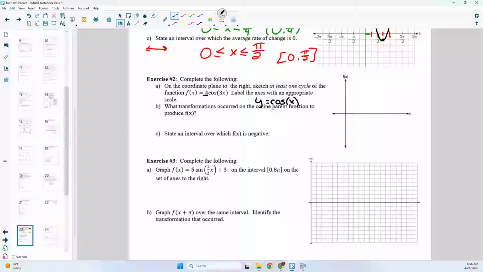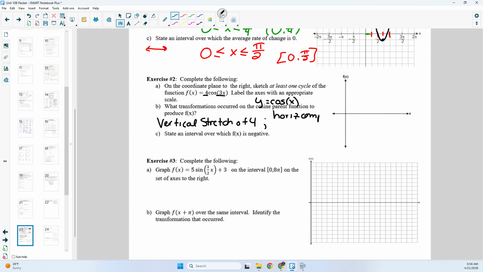My 4 in the front is a vertical stretch of 4. And then my other transformation from the 3 is a horizontal compression of 2 pi divided by the b value, so 2 pi over 3.